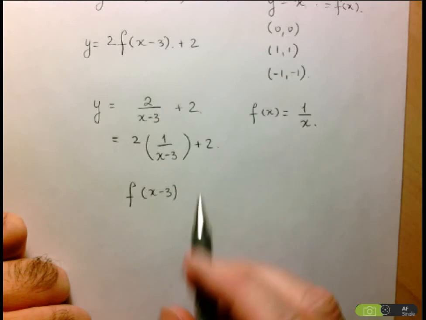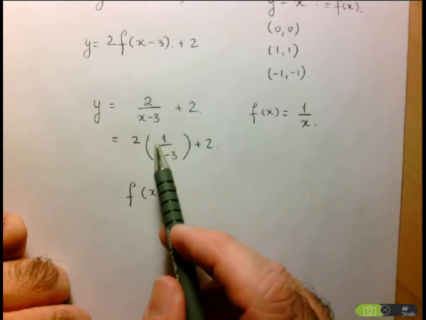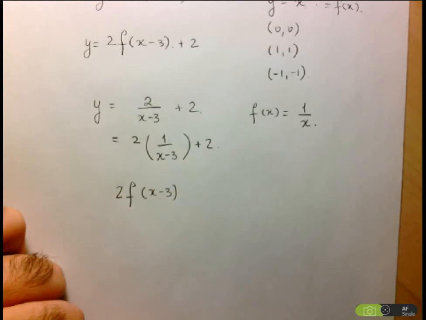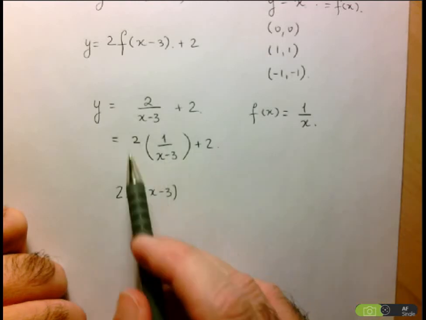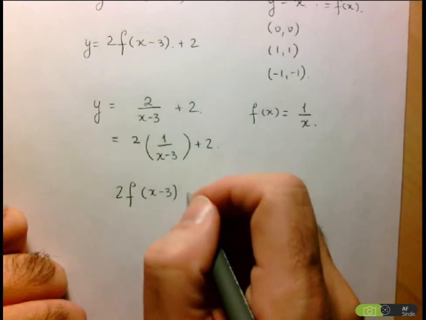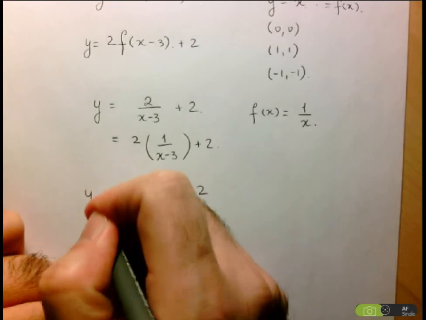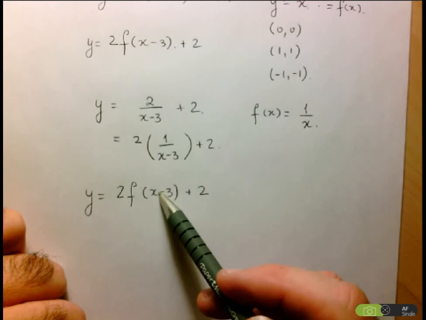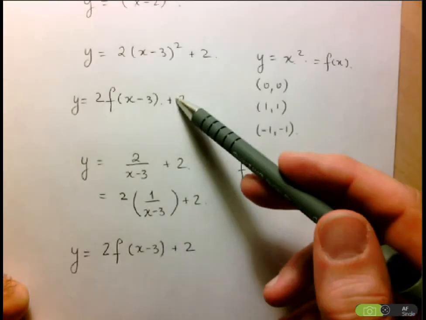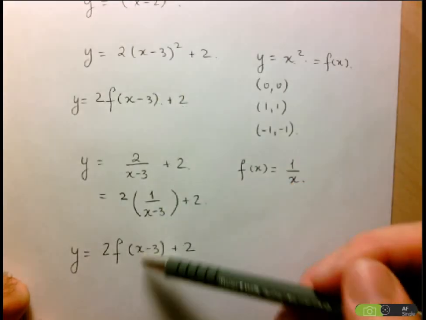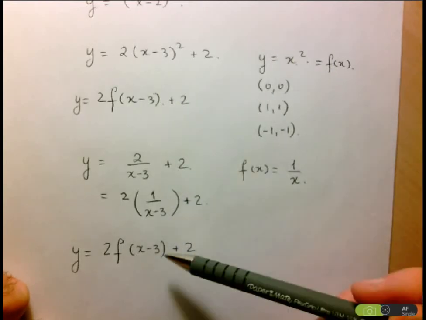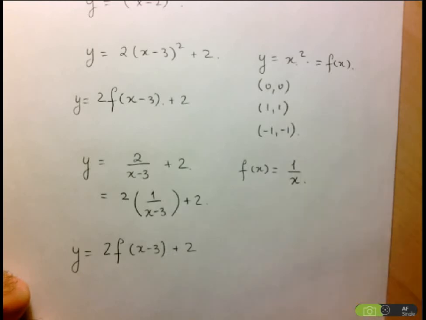Now, once I get this output, what am I doing? I'm multiplying it by 2. So that's how we represent multiplying it by 2. And then here, once I calculate that new output, what am I doing? I'm adding 2. So this would be the transformed function written in function notation. We see, in fact, it was the exact same transformations that were being applied. But in the first case, they're being applied to the parent function x squared. And in the second case, they're being applied to the function 1 over x.